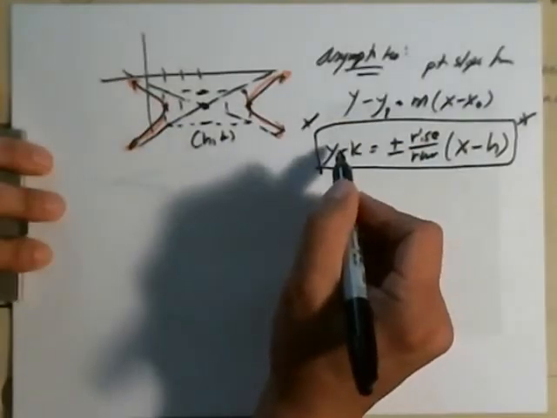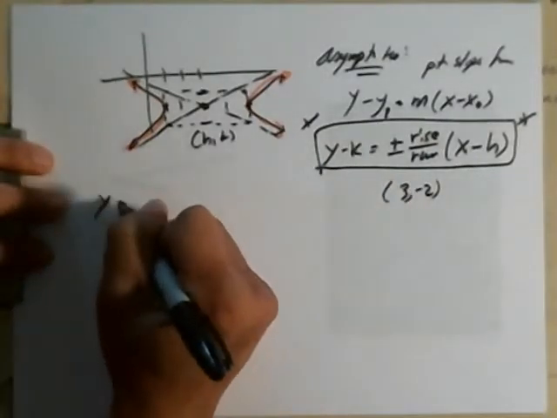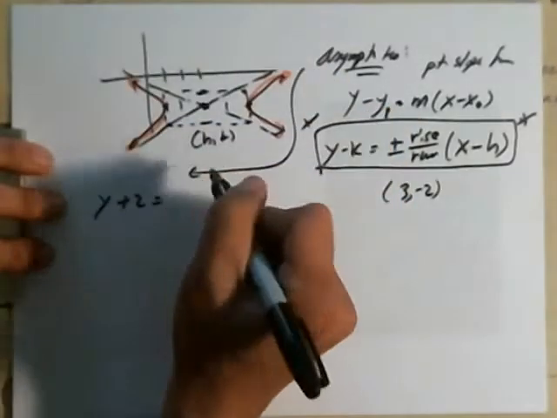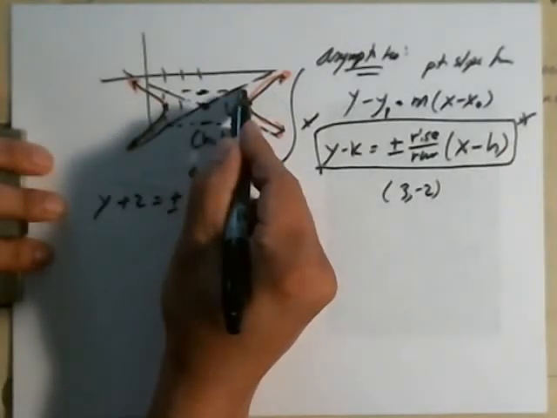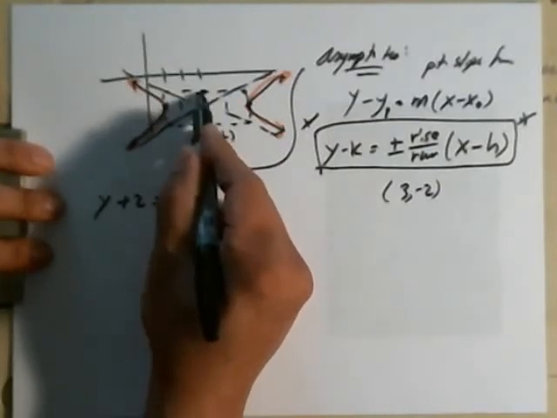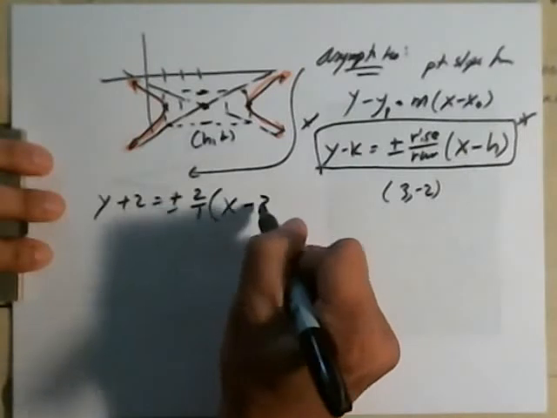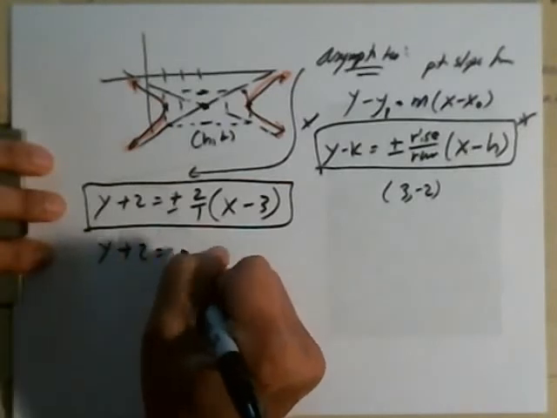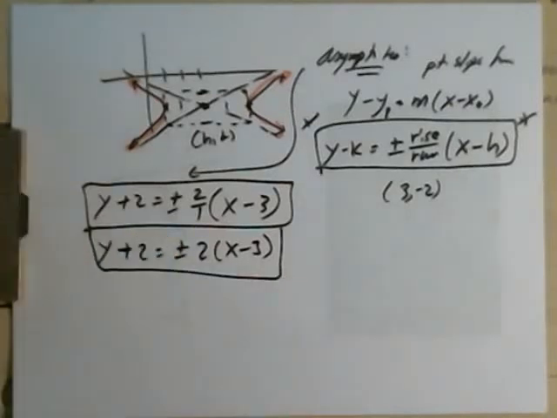So in our case, since our center was at 3, -2, our equation becomes y minus -2, which is y plus 2, is equal to plus or minus the slope. The rise is up 1, and then the run is 2. So from the center, you can see the rise is 1, and the run is 2. So it's 2 over 1, which is 2, times x minus 3. You can simplify that further a little bit, equals plus or minus 2 times x minus 3. Just keep it like this in point slope form.